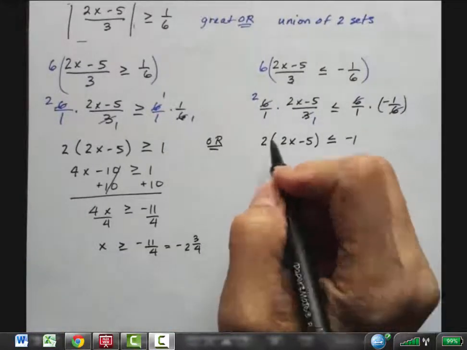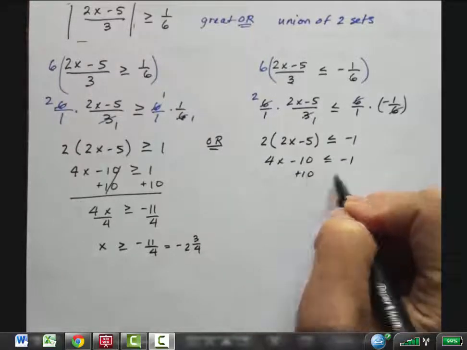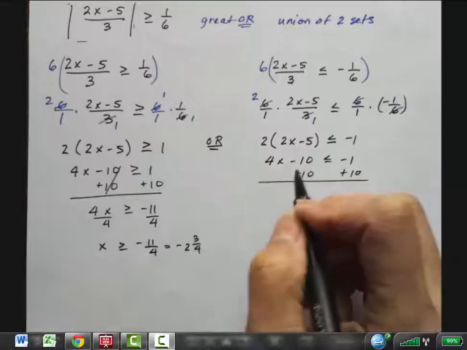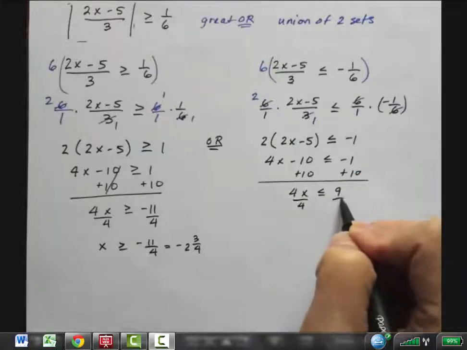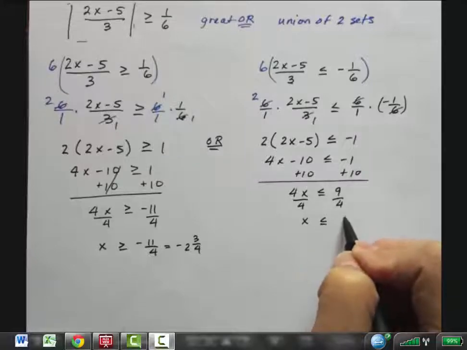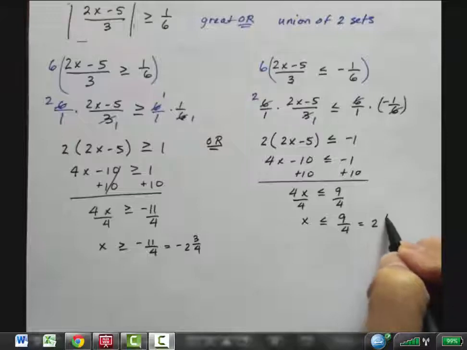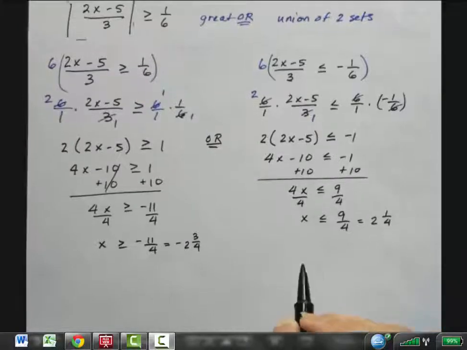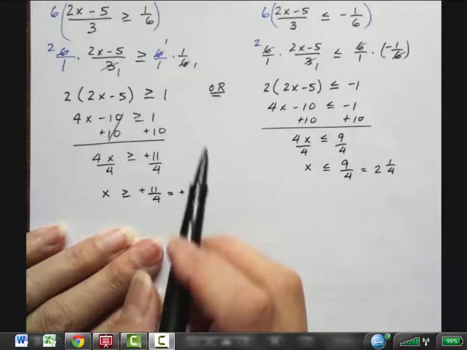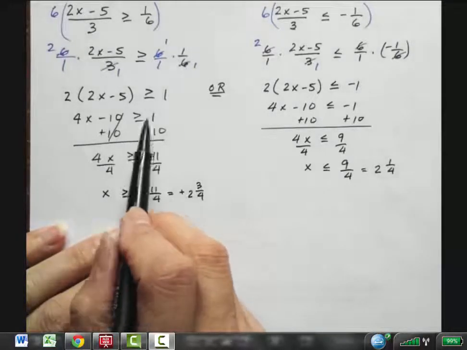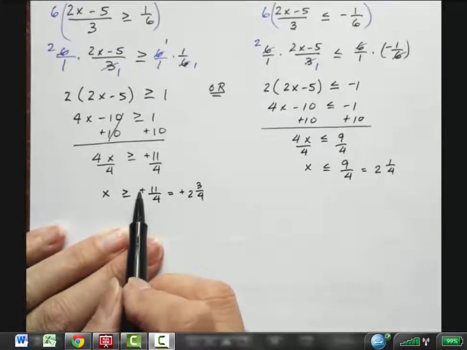Same thing over here, going to use the distributive property. Then I'm going to add 10 to both sides. I end up with 4x is less than or equal to 9. Divide by 4. X is less than or equal to 9/4. And again, you may want to rewrite this as 2 1/4, just so you have an idea of where the number is on the number line. What I've just noticed is that on my last inequality here, I added 10 and I ended up with negative 11. It should have been a positive 11, and then carrying through.